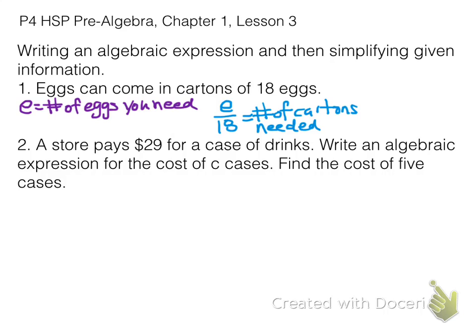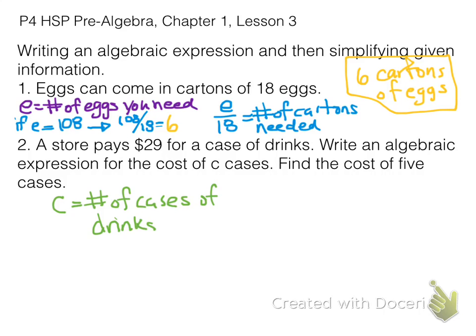Because maybe you're making omelets for a ton of people. And if you're making omelets for a ton of people, you need a ton of eggs. So if we know that we need a certain number of eggs, again, divide it by 18, it'll tell us how many cartons of eggs we need to buy when we go to the grocery store. So let's say we needed 108 eggs. Maybe we're feeding 54 people and each person needs 2 eggs. That's what's going on here. If we divide 108 by 18, it's going to tell us we need 6 cartons of eggs to feed those people.